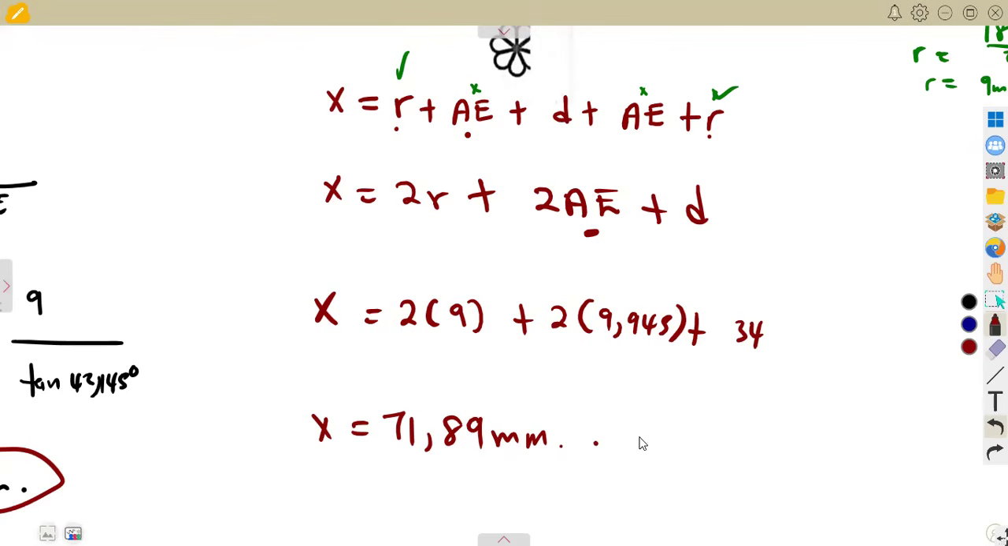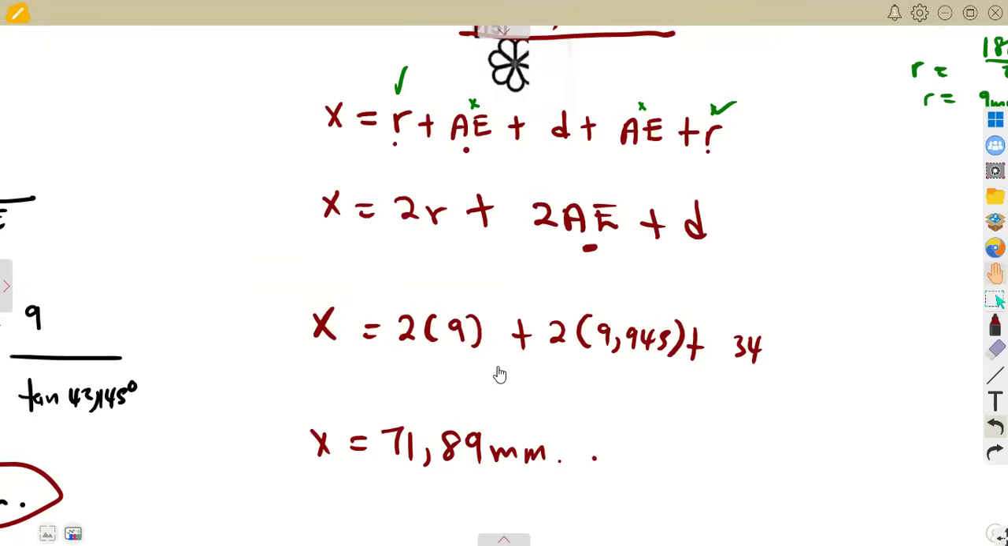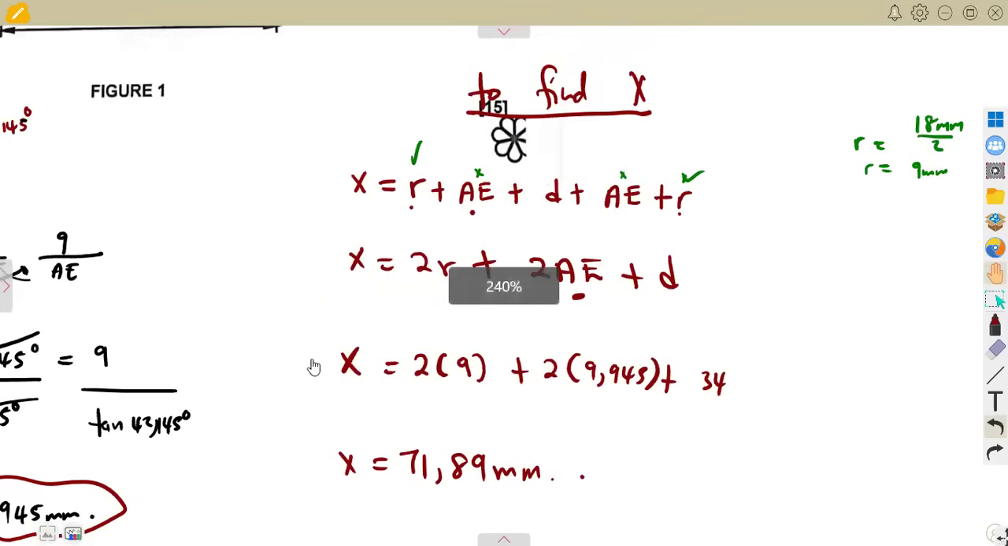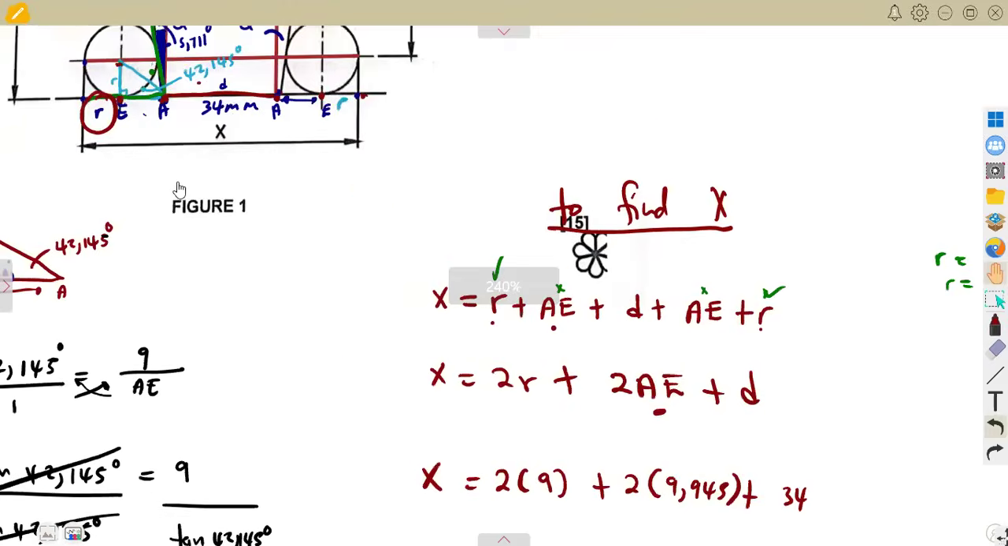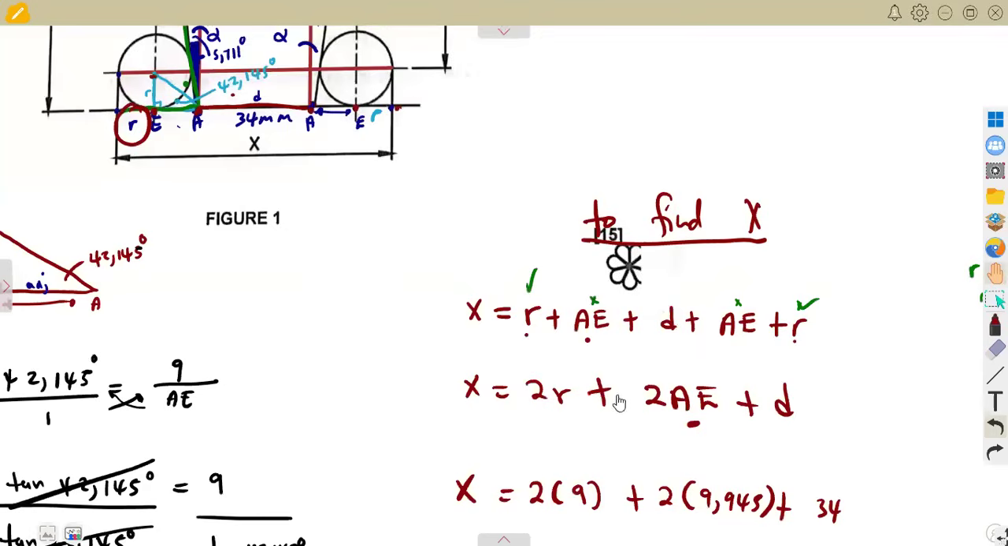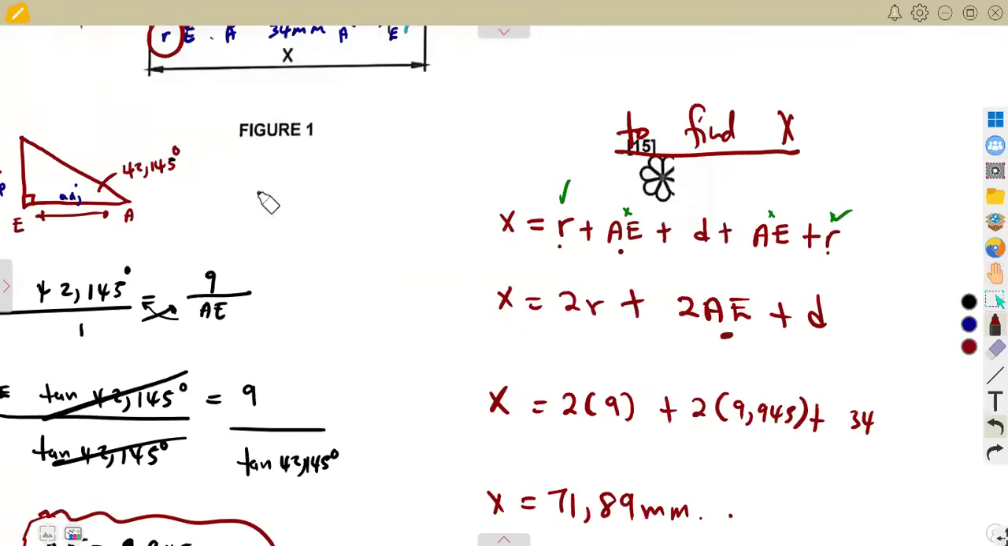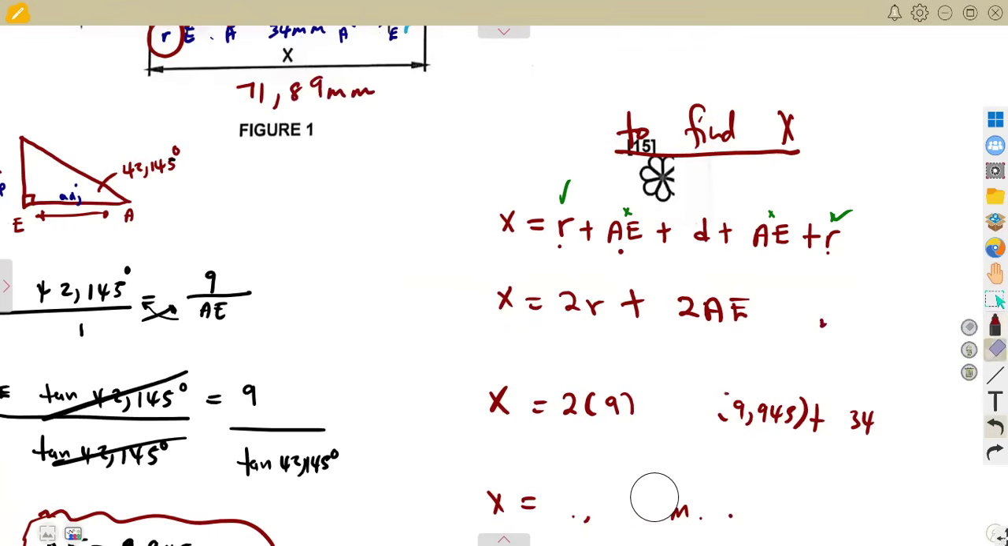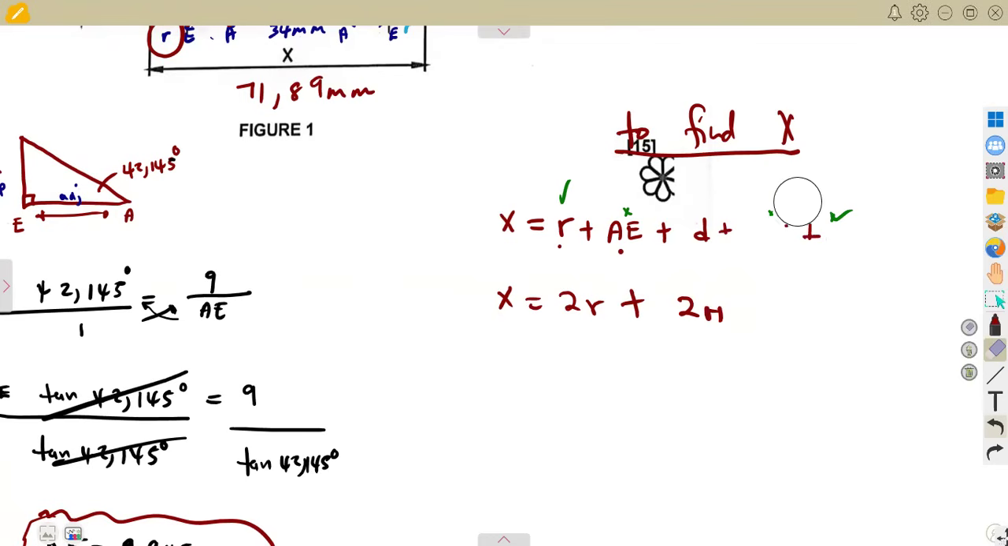So you must be careful on your presentation, what you're given, the information that you're given, how can you use that information to calculate whatever that you are given there. So this is our X from here to this point, it's 71. Let's just indicate on our diagram, 71.89 millimeters. So we now have X. Remember, the question is you're supposed to find X and Y at the same time. So X, we are done.